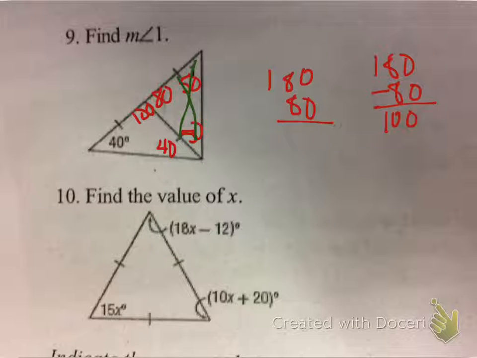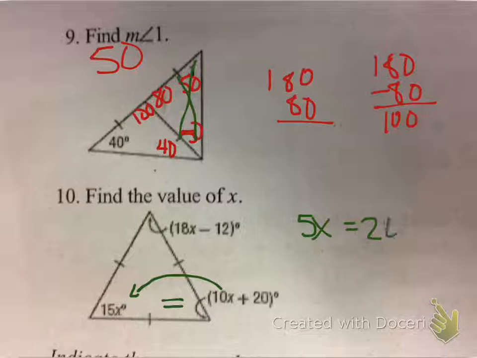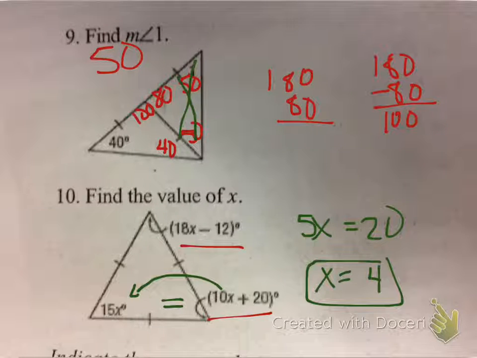Find the value of x. There are so many different ways to do this. But since I decided that these are equal, that means these angles are all equal. So we'll say 15x equals 10x plus 20. I'm going to subtract out the 10x. Basically I said variables to the left, numbers to the right. There were no numbers to go to the right. 15 minus 10 is 5x. Divide by 5, I get x equals 4. And that's it.